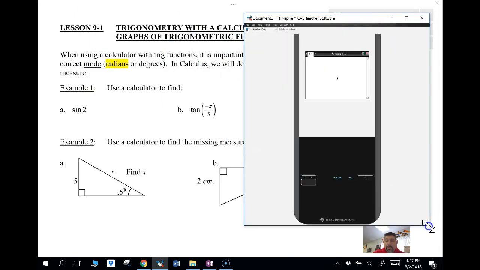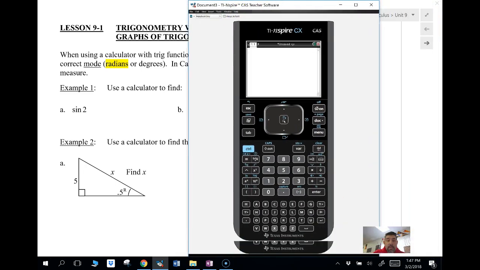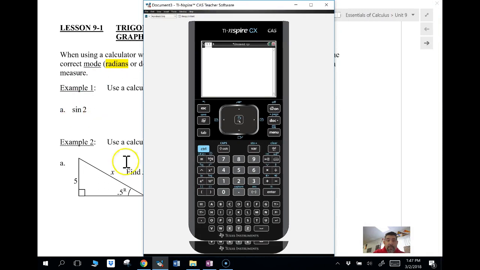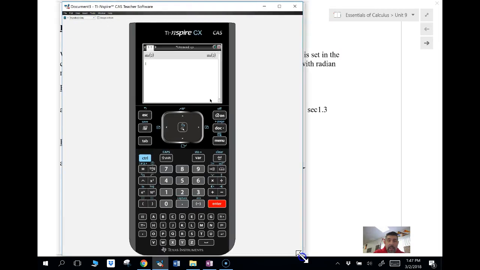Let's take a look at some of these problems that I have here. The sine of 2. Here we've got trig. This is where you're going to click trig, and all our trig functions come up. So you're just going to hit sine 2. And I'm using a CAS version, so notice here that it gives me sine of 2. Hopefully that's zoomed in enough that you guys can see that.